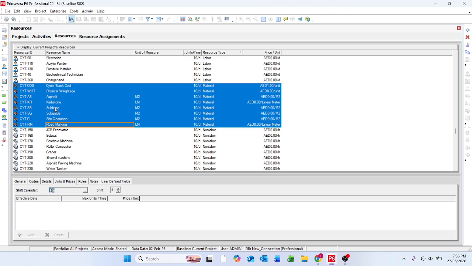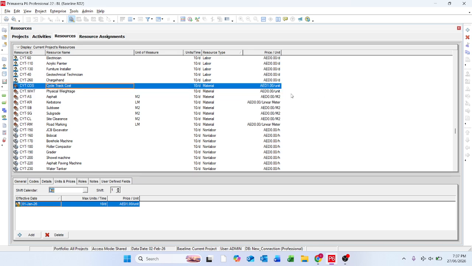But for the curbstones, sub base, subgrade, the unit for asphalt is square meter. Curbstone is linear meter. Sub base is square meter. Subgrade, again, is square meter. And road marking, linear meter. Again, you can see here, these units are also represented in the price per unit as 0 per square meter. So all these are kept as 0. Only the cost has the price per unit kept as 1 as a unit.